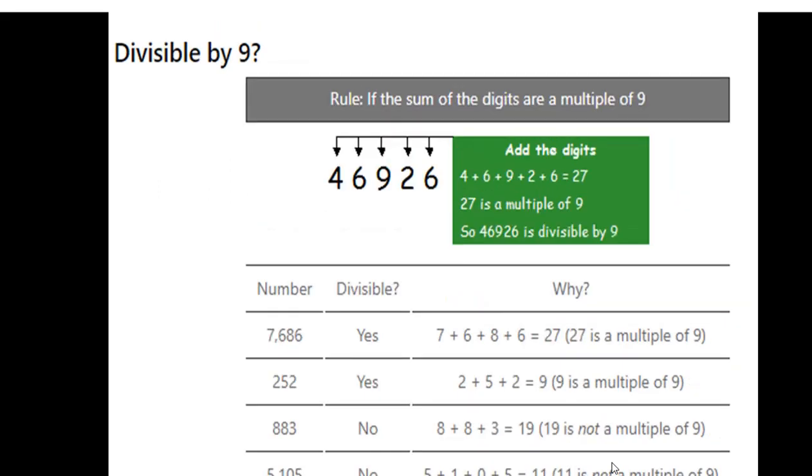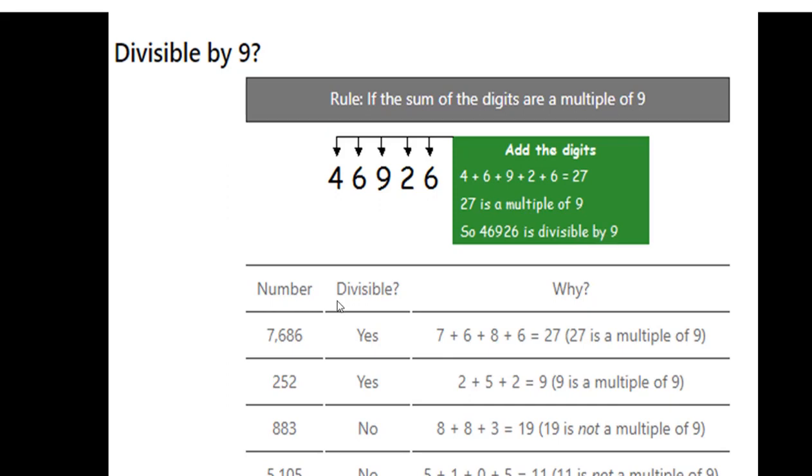Okay. Then divisible by 9. To find out whether the number is divisible by 9, the rule is if the sum of the digits is a multiple of 9, then the number is divisible by 9. So here the example is 46,926. So 4 plus 6 plus 9 plus 2 plus 6, the sum is 27. 27 is a multiple of 9, so the number 46,926 is divisible by 9.